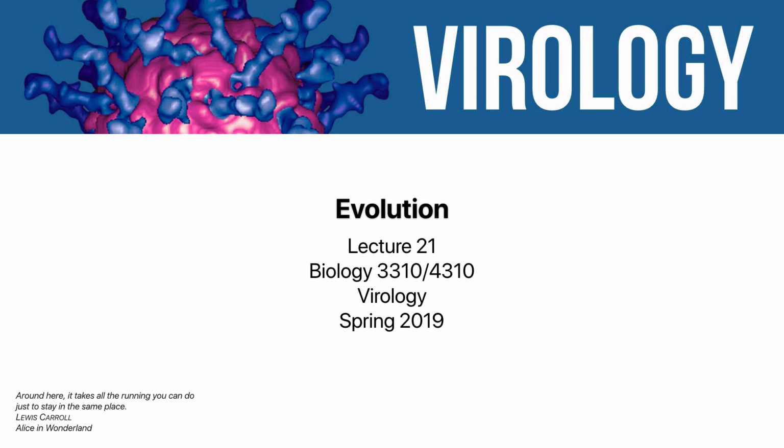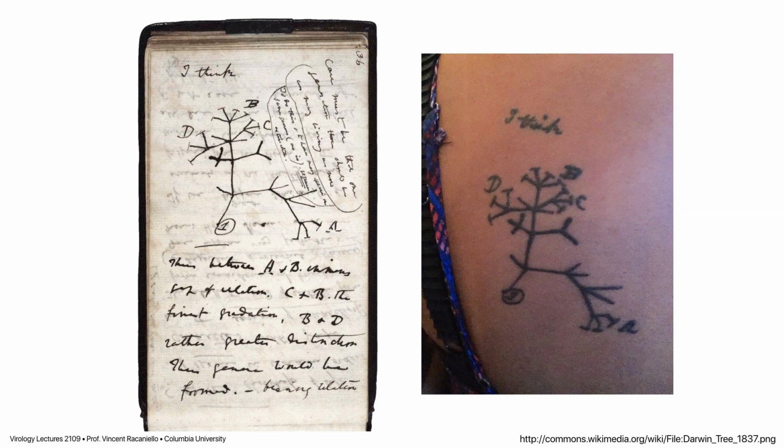Right, good afternoon. Today we're going to talk about evolution. We're going to talk about how viruses sustain the changes that allow them to explore new hosts. And most of you probably first heard about evolution through Charles Darwin. That's his notebook where he said, "I think," and he drew a phylogenetic tree of how he thought organisms evolved via natural selection.